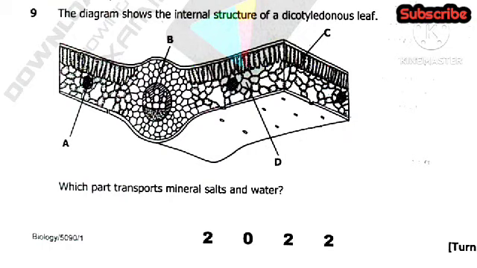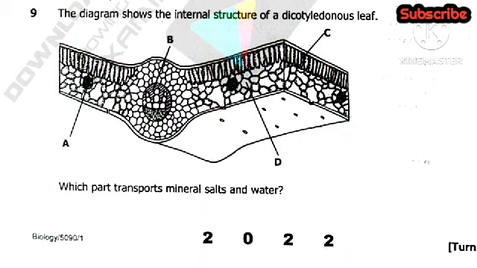Okay, number 9. The diagram shows the internal structure of a dicotyledonous leaf. So we have part A, part B, part C, and part D. Let me read the question and I'll explain my answer very well. Which part transports mineral salts and water?